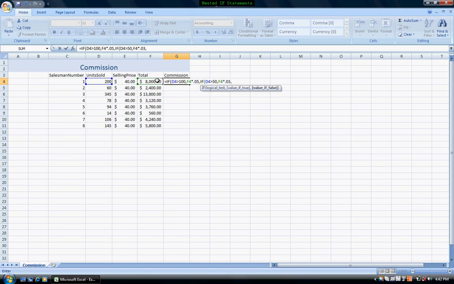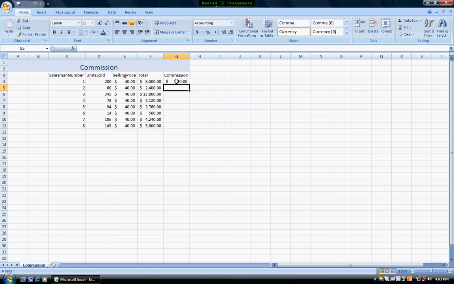So if that's false, D4, which is the number of units sold, has to be less than 50 units, and they get a 2% commission. So for the 2% commission, I'm going to enter F4, which is the total, times 0.02. Enter my parentheses for the first statement, then enter my parentheses for the entire if statement that the other one was nested in. So right here there's a 5% commission because more than 100 units are sold.